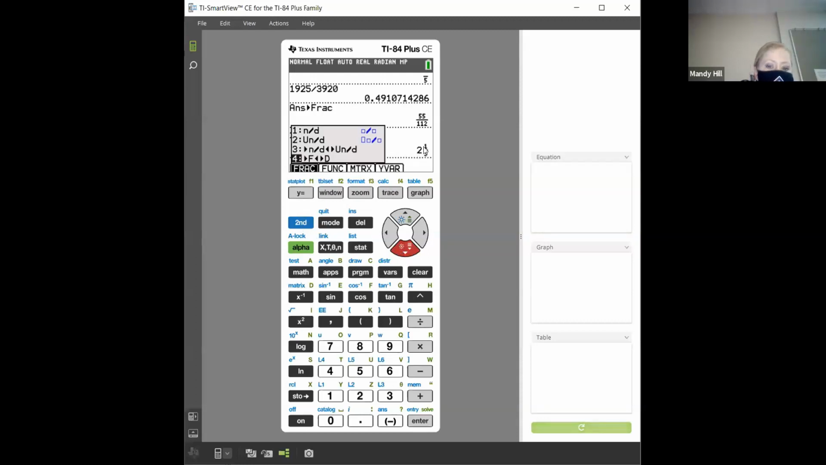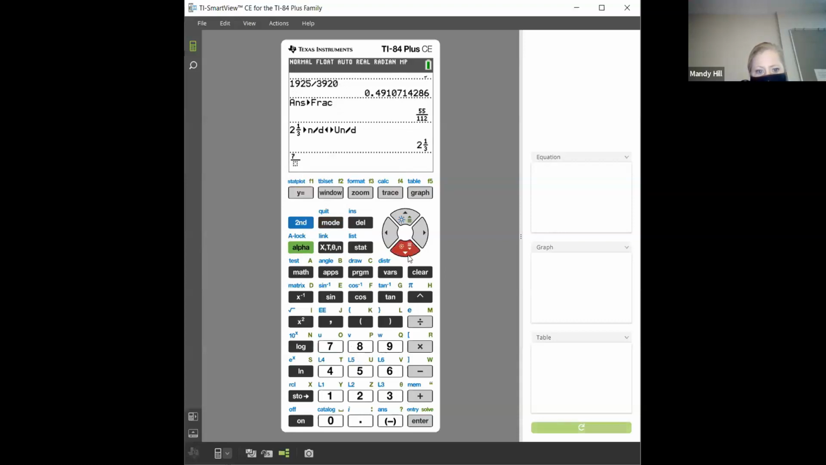So 2 1/3 is 7/3, because 3 times 2 is 6 plus 1 is 7. So it will go backwards. I know it will do that. If I do alpha y equals and type in 7/3, well, that fraction's improper. If I want it to be proper, I can type in alpha y equals, go down to 3 and hit enter, and it'll turn it into 2 1/3 for me. So if I've got an improper fraction and I want a mixed fraction, it'll do that for me.